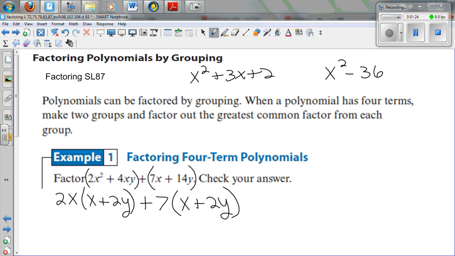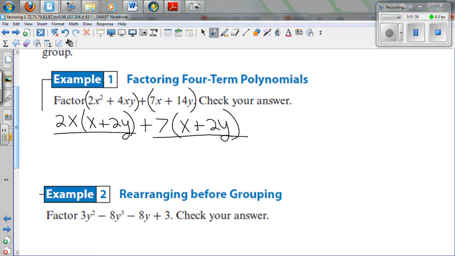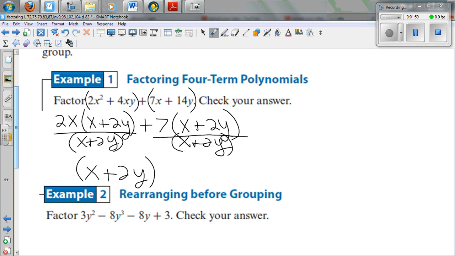Now, isn't that convenient? x plus 2y and x plus 2y are factors of the first term and the second term, because now we just have 2 terms. We have this term and we have this term. They both have an x plus 2y in common, so I'm going to factor that out. And what happens when I factor x plus 2y out? What's left when I do that? 2x, here's my sign, plus 7. So now I have factored this into 2 products that are binomials.